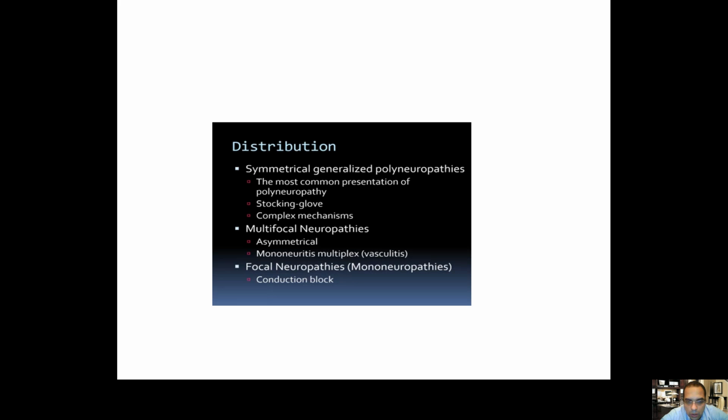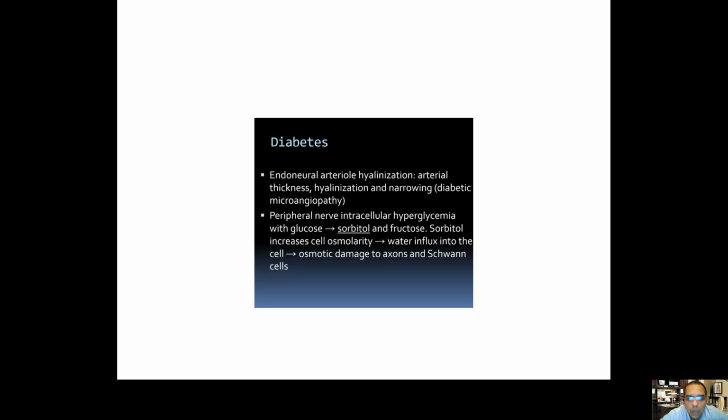Focal neuropathy or compression neuropathy, as we said before, like carpal tunnel syndrome, is very specific to certain nerves, and this is what's called conduction block. Diabetes is one of the most important causes of sensory neuropathy.